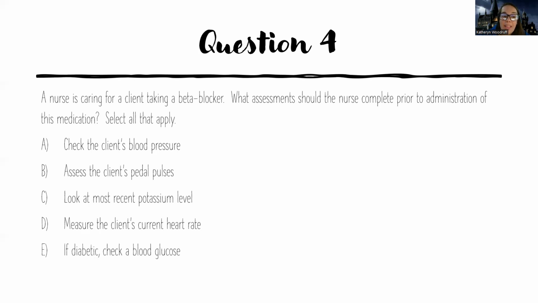So the ones I like now, at the end, are A, D, and E. I've selected them true, false, straight down, not changing any answers, not going back and comparing, not going back and double checking. A, D, and E, good to go, move forward. And those are the correct answers. So we're going to check the blood pressure, check the heart rate, and if they're diabetic, check a blood glucose.